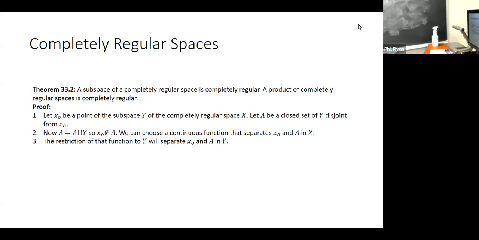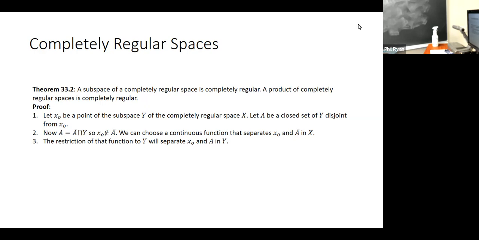Okay, so why is a subspace of a completely regular space completely regular? Let's say we have a point x naught in a subspace Y of a completely regular space X, and let A be a closed set of Y which is disjoint from x naught. The obvious thing we have to do is transfer everything to the regular space, and we can do that, right? If A is a closed set of Y, then A has to equal the closure of A in X intersected with Y.